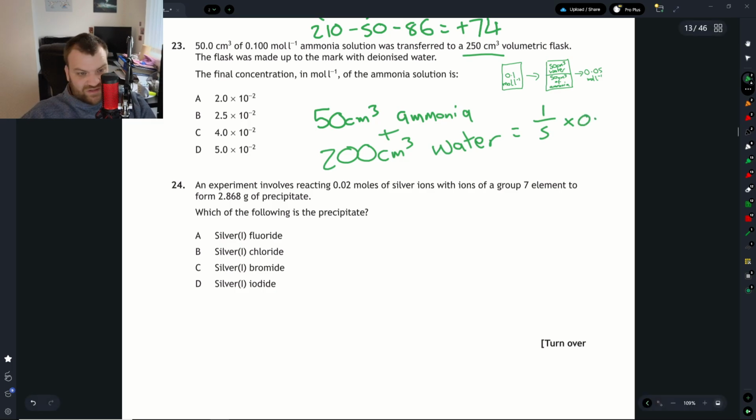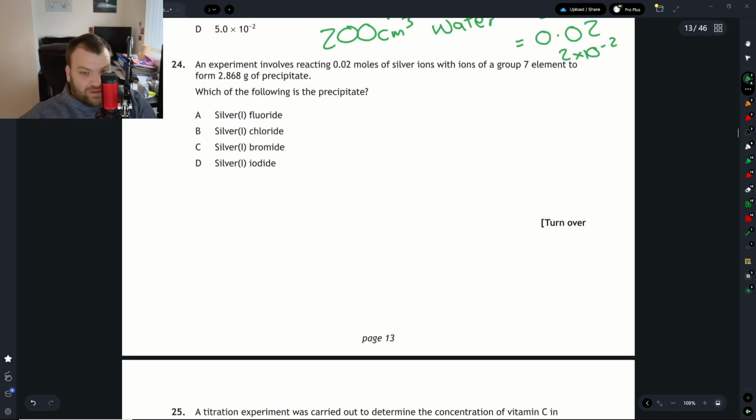We started off with 0.1 mole per litre of concentration, and a fifth of that would give you 0.02, or 2 times 10 to the minus 2, which gives us a correct answer of A. In this question, we are told a number of moles, we are told a mass, and we're asked to determine which chemical is our precipitate.